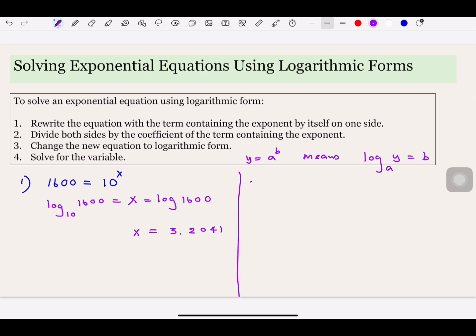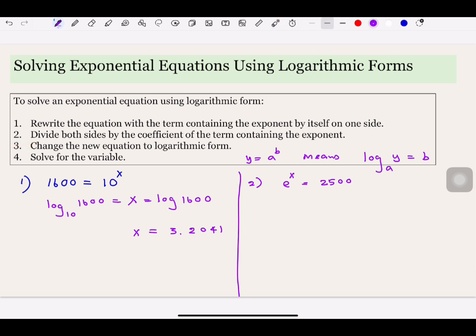Let's do another example. Let's say e to the power x equals 2500. This is also an equation that you have to solve for x. First step, you have to isolate the exponent on one side of the equation. Here I already have the exponent term isolated on one side, so we can skip step number 1. We can skip step number 2 as well, because there's no coefficient involved with this term.